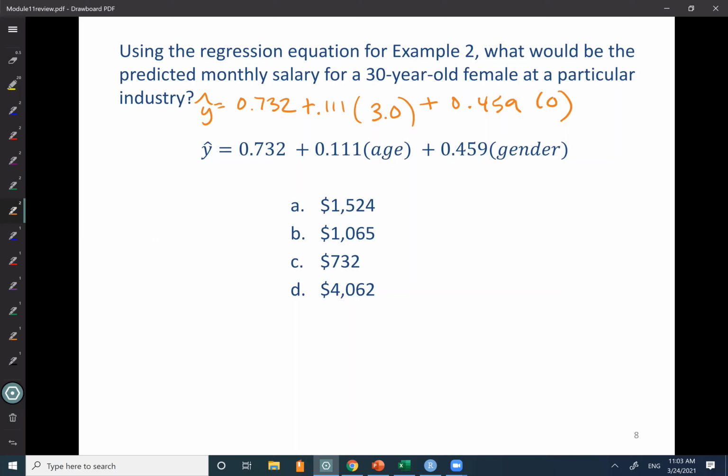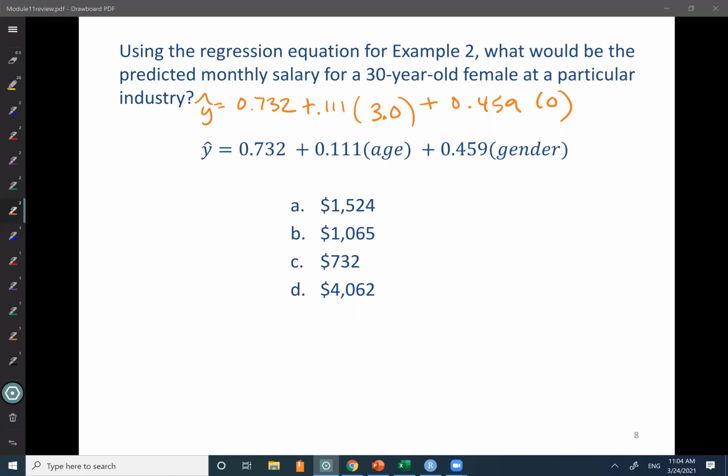All right. What have we got here? Slide number 8. I have an answer. So make sure you put 3.0. Don't just put in 30. Put 3.0 in. Double check it because some of you are giving a different answer. 3.0: 0.732 plus 0.111 times 3. That's it. Just times 3. Does that not change your answer? You're going with 4,000. I don't know.